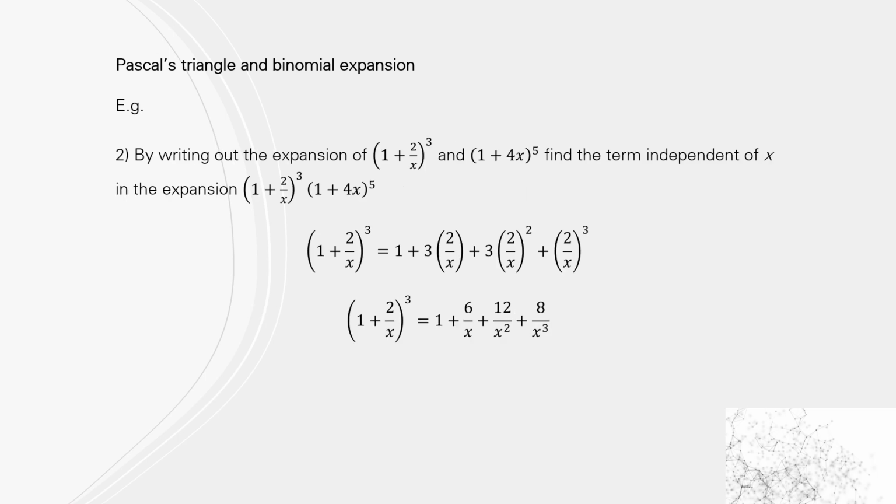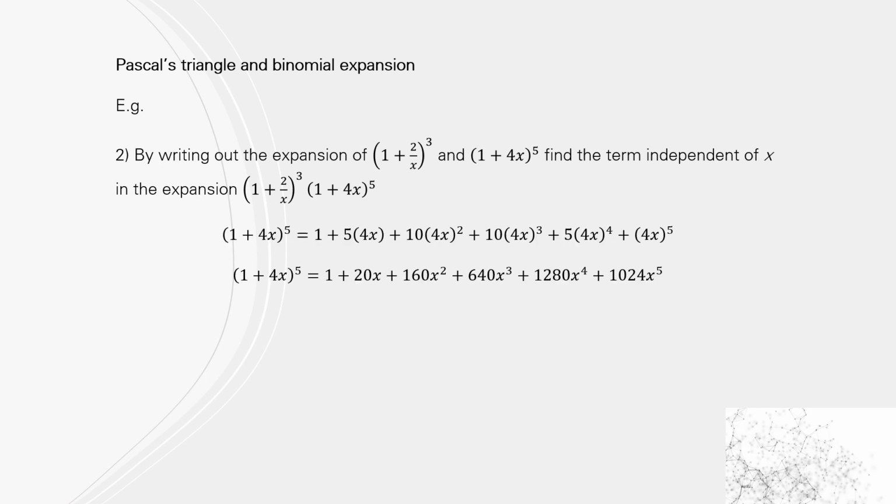For example 2, writing out the expansions of those two binomial expansions. So the first one is the power of 3, so its coefficients from Pascal's triangle are 1, 3, 3, 1. And it would be 3 lots of 2 over x plus 3 lots of 2 over x squared plus 2 over x cubed on the end, 1 lots of that, and of course the 1 at the front. And so when we expand that, we get 1 plus 6 over x plus 12 over x squared plus 8 over x cubed.